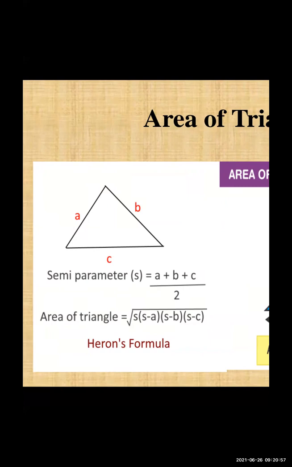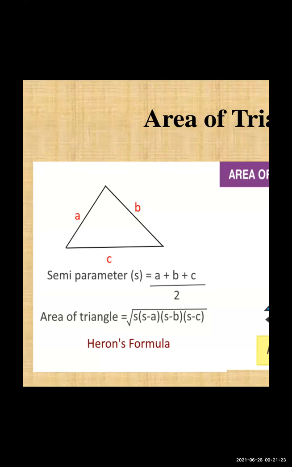Either you find it this way or that way, your area will be the same. Your area will not change. But you should know all the parameters of this triangle. So if you know all the sides, you should also know the height of this triangle. So either you multiply 1/2 into base into height of this same triangle, it will also come the same.